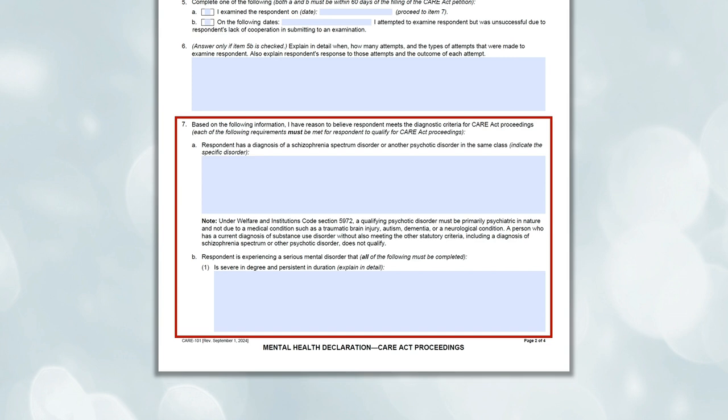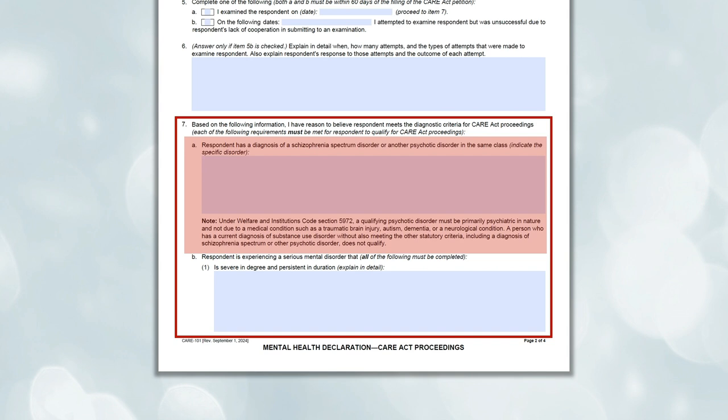Difficulty functioning socially or maintaining relationships, or repeated and ongoing refusal to accept treatment, or they accept treatment, but it's either interrupted or ineffective at stabilizing their symptoms. Throughout these questions about eligibility, speak to those impacts of the respondent's serious mental disorder that you observe. In item 7A, you should indicate the specific diagnosis, keeping in mind that eligible diagnoses are schizophrenia spectrum disorder or other psychotic disorders in the same class.